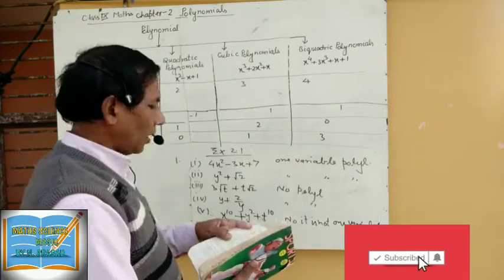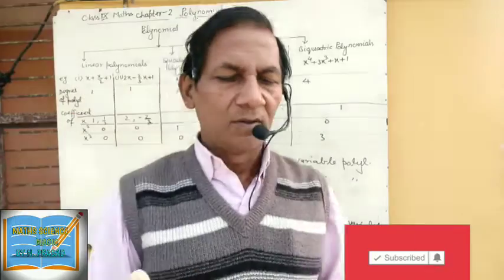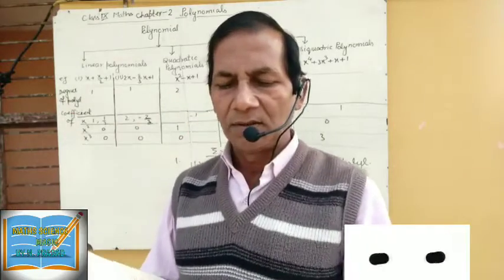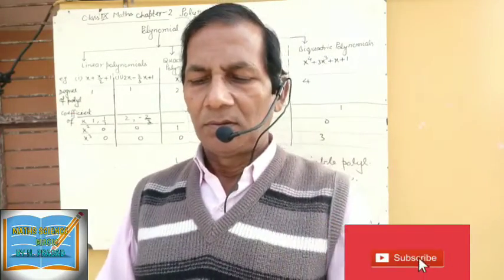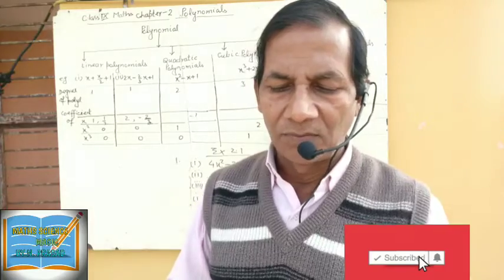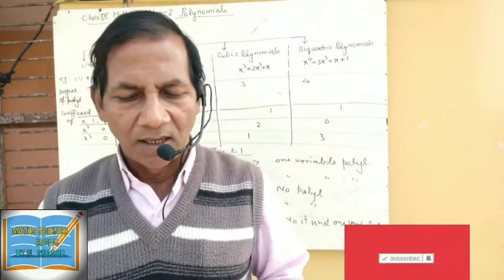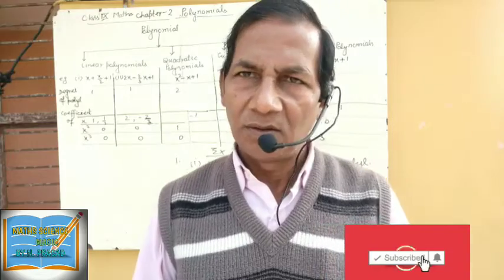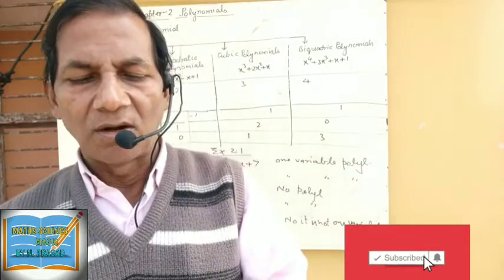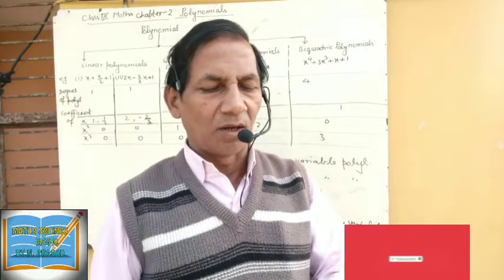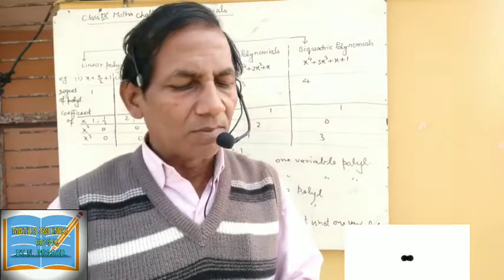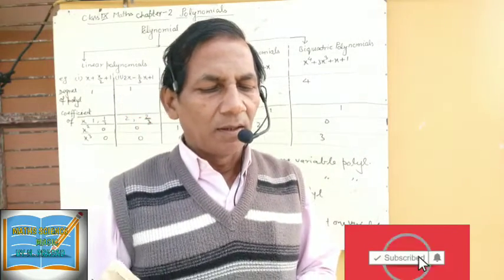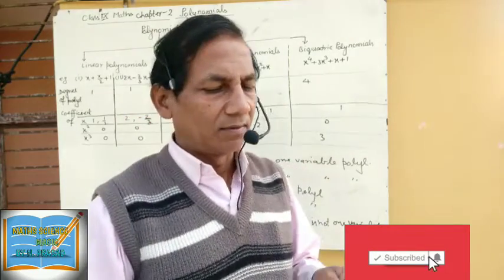I have mentioned all parts of question number 1 so that you may understand it easily. Which are polynomials, which are not polynomials, and which are one variable polynomials, which are not one variable polynomials. So to clear all these things, I have mentioned all parts of question number 1. In question number 2 it is given, write the coefficient of x square.